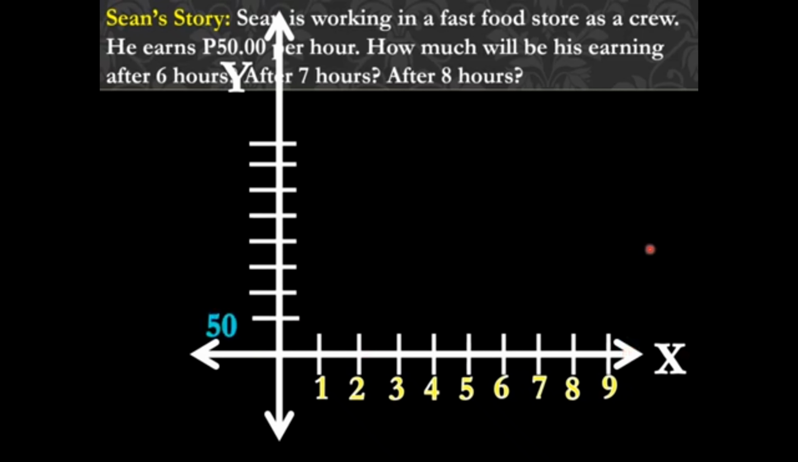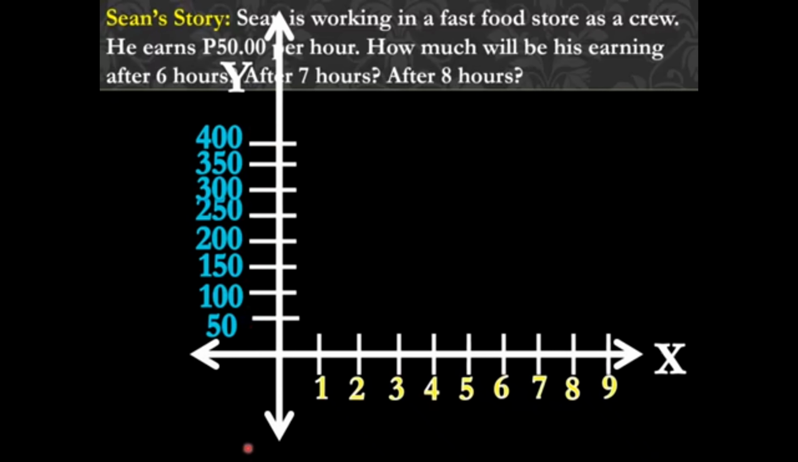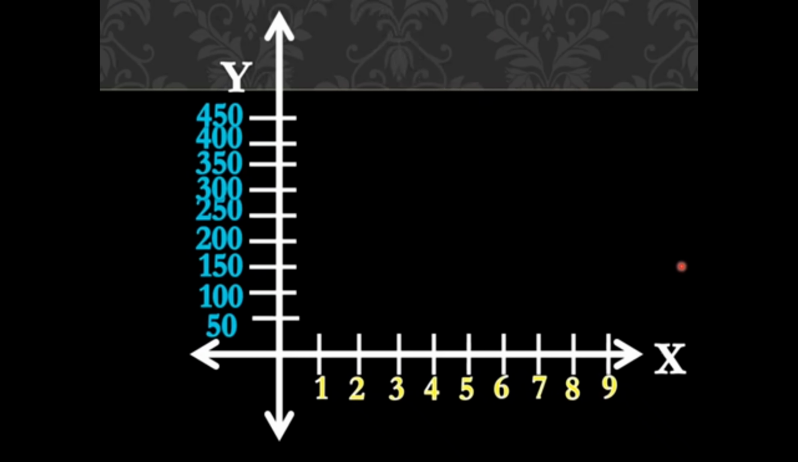On the other side, we are going to number it by 50, 100, 150, 200, 250, 300, 350, and 400. Why didn't I number it as 1 to 9 or 1 to 10? Because as you can see, we don't have enough space for that. So you can extend to 450 and so on.